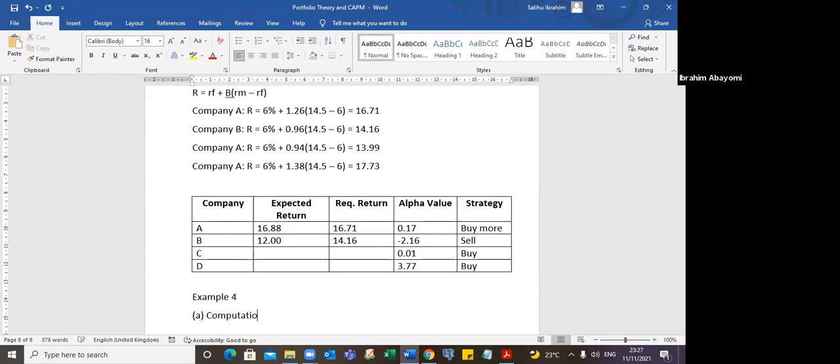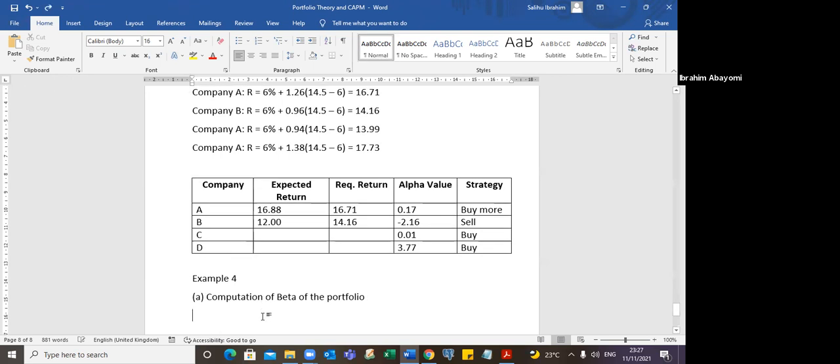Computation of the beta of the portfolio. Computation of the beta of the portfolio. So let me insert my table.